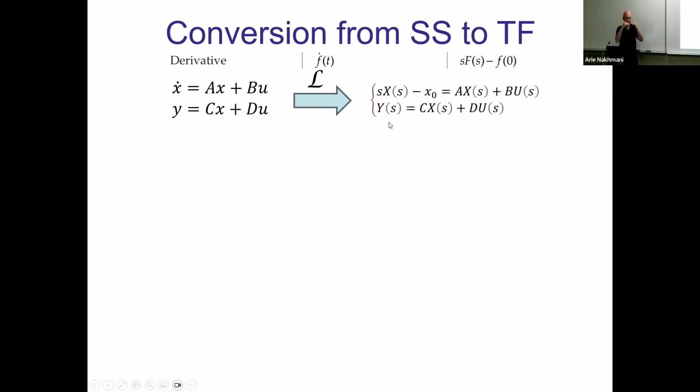Laplace transforms of all of the states. Okay, this is a vector. But it's the same thing, minus X0, which is still a vector. So it's like X01, X02, X03, and so on. This is a vector of X's.